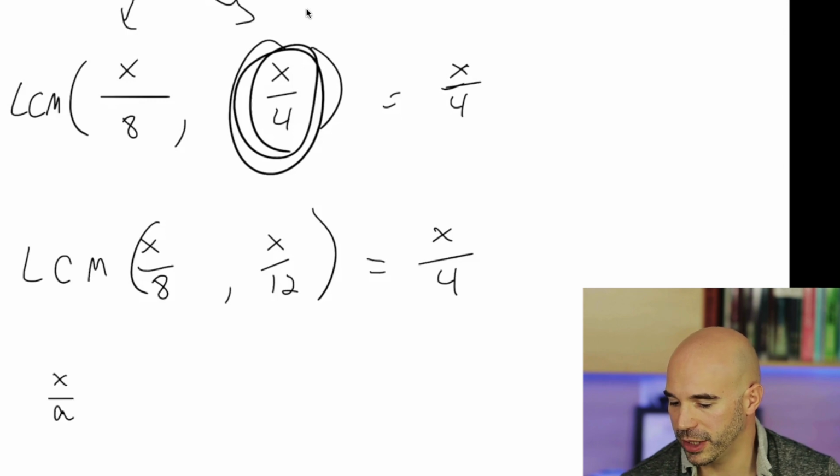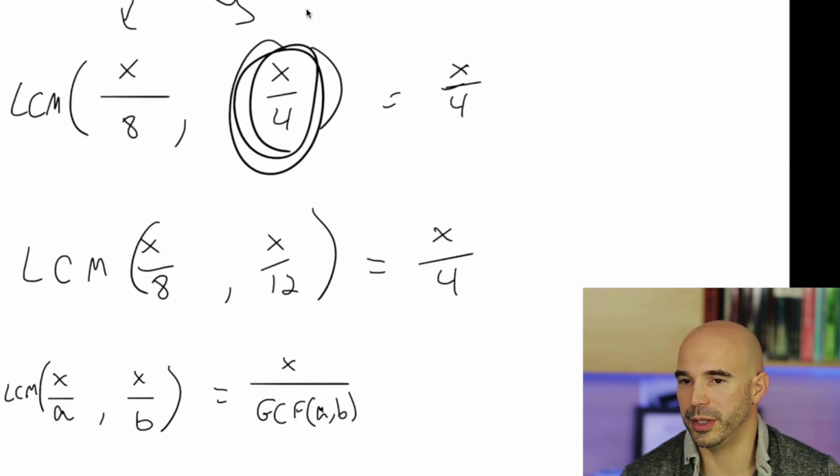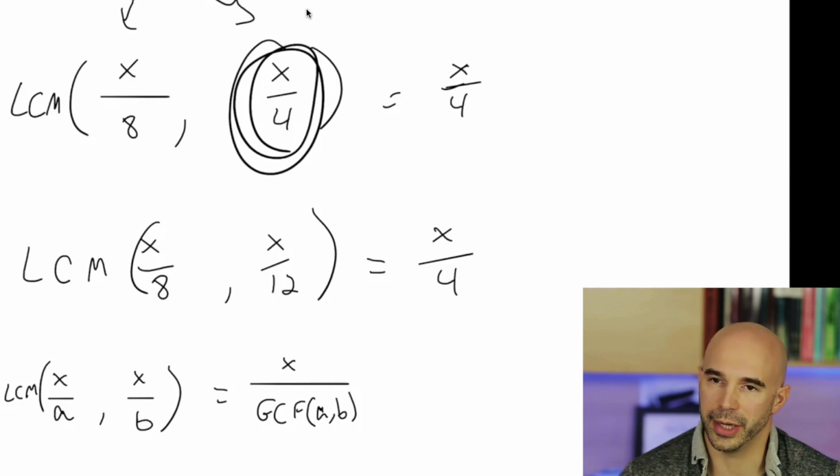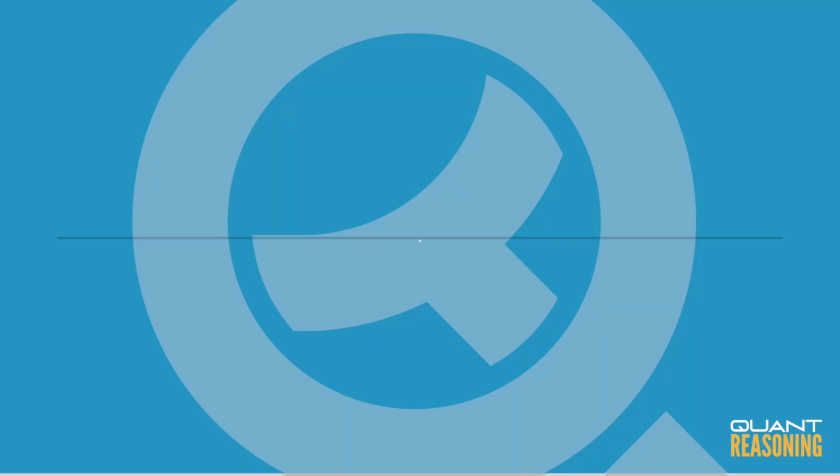So now we can make an even more generalized conclusion. If you have x over a and x over b, their LCM is always going to be x over GCF of a and b, where a, b, and x are all positive integers, and also x over a is a positive integer and x over b is a positive integer. So those are the conditions. But this is always going to be true.